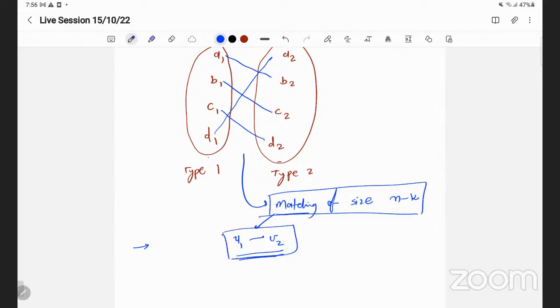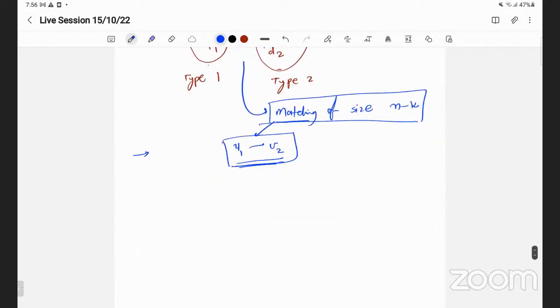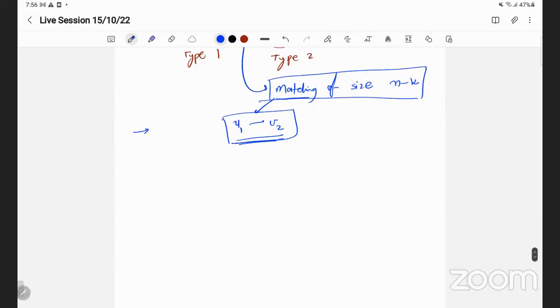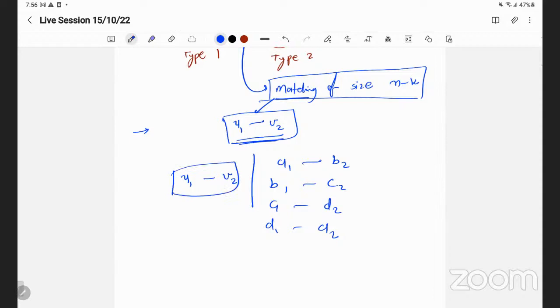Now, let's say the matching edges are in the form of U1 to V2. So let's say A1 to B2, B1 to C2, C1 to D2, and D1 to A2, right? For each of the edges of this type, in the graph G, I will consider this particular edge, U to V. This U1 to V2 represents that there is a directed edge from U to V in the graph G, right?